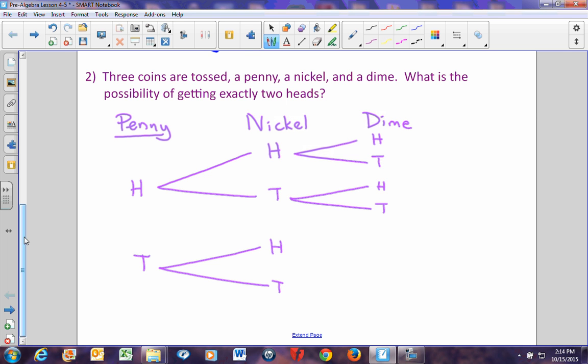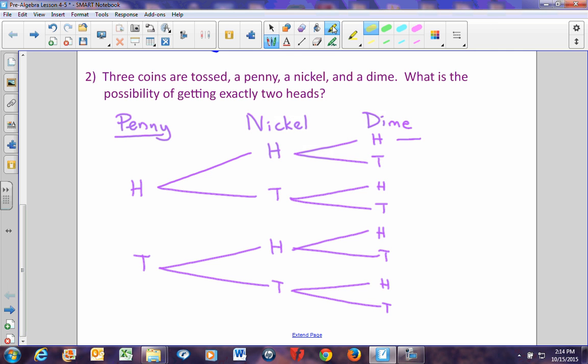If my penny landed on a tail, and my nickel landed on a head, my dime could land on a head, or my dime could land on a tail. Or, my penny lands on a tail, my nickel lands on a tail, my dime lands on a head, or my dime lands on a tail. So, what are our possible outcomes here? Let's take a look at this.